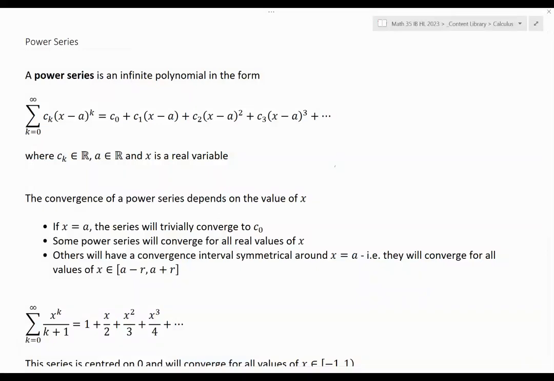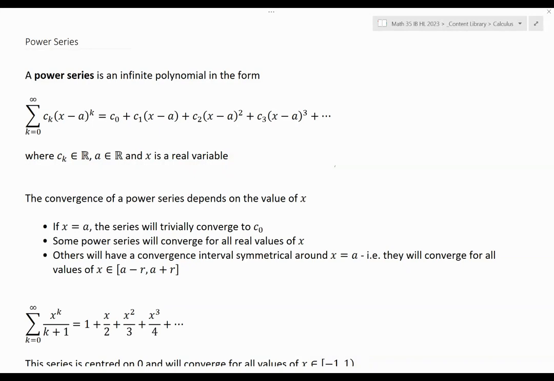A power series is an infinite polynomial in the form shown here. Essentially, all this represents is a number of coefficients, c sub 0, which is my constant coefficient, c sub 1, c sub 2, and so on. We can have various rules for calculating those coefficients depending on the type of power series we're dealing with. And then each term has a power of the binomial x minus a.